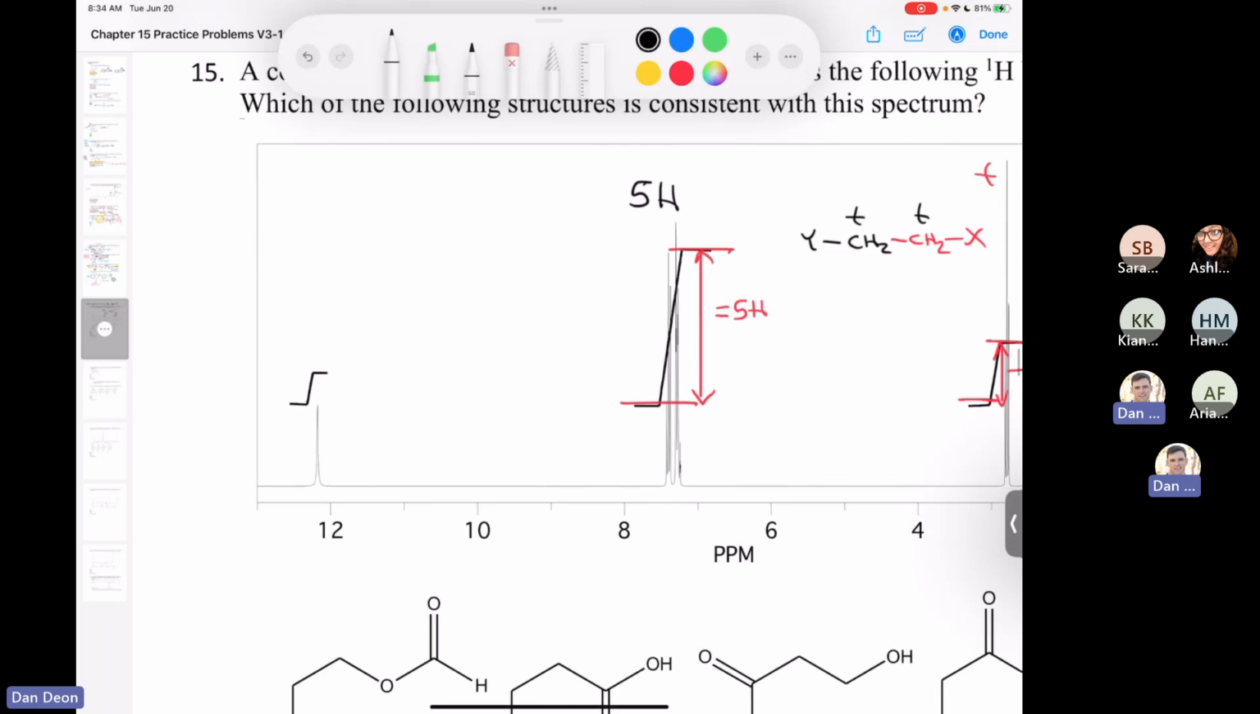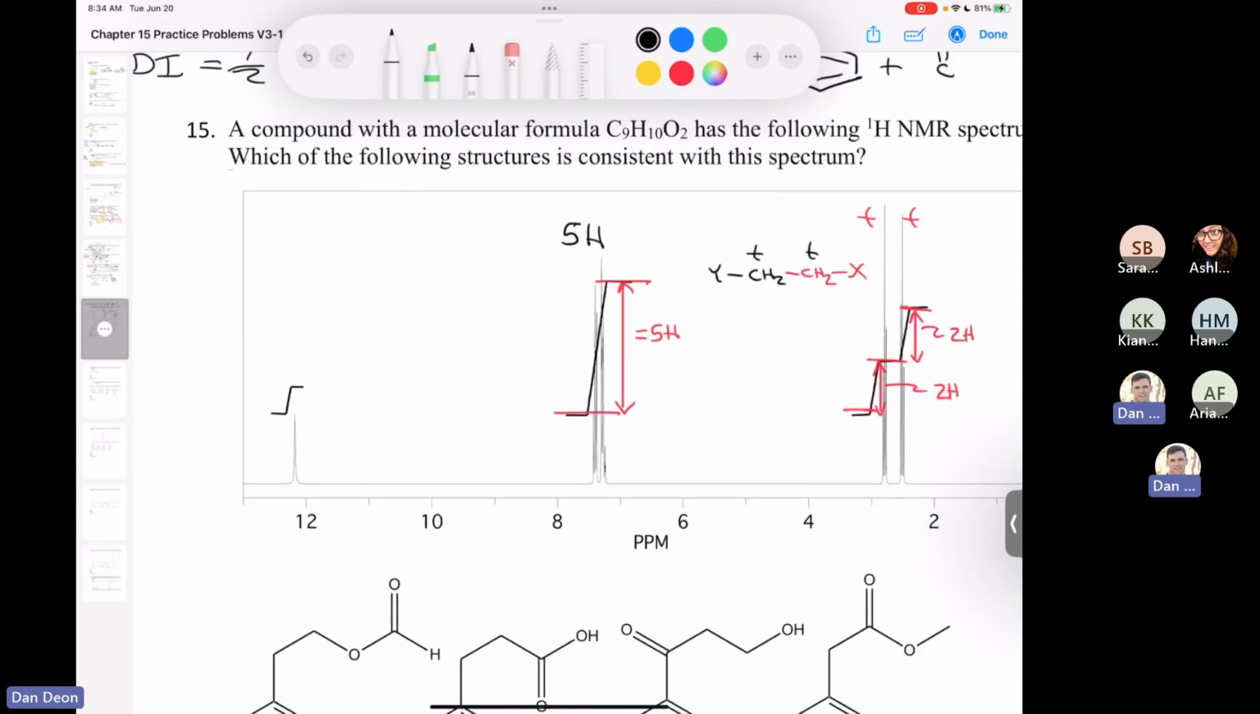Now, let's just quiz you with one more thing here. How many protons are represented by this step curve here? Anybody? I know you know the answer. How many protons here?